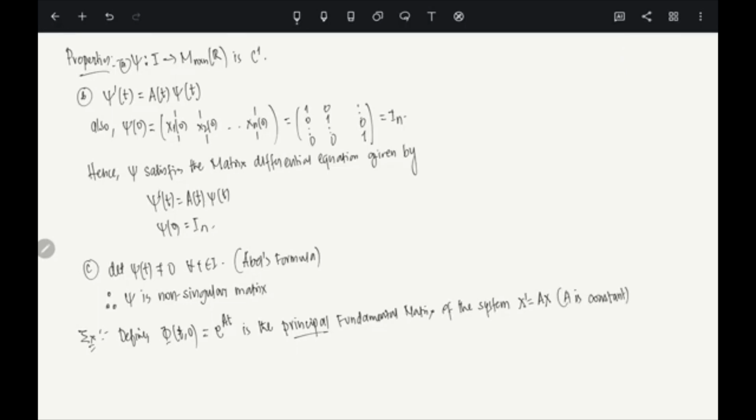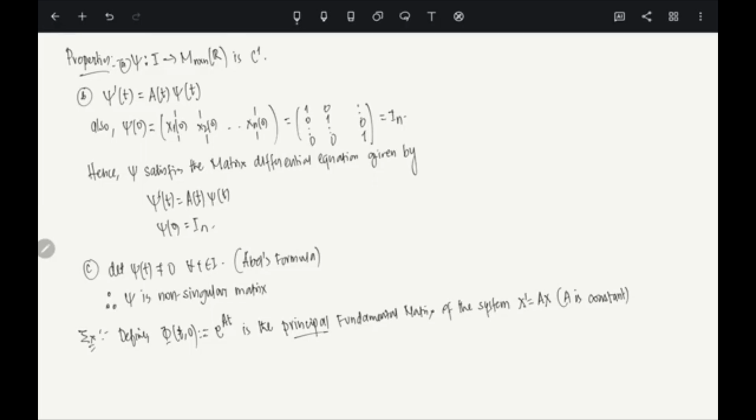Of course, A is a constant n cross n matrix, so you can check this part. If you define phi to be this, then phi will be a principal fundamental matrix of this system. And you do realize that any solution of this system in that case will look like phi of t0 times x naught, right? So any solution will look like this.